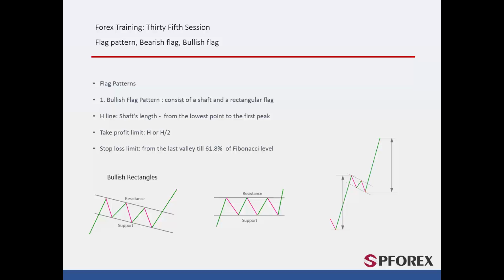Height, H, can be measured by calculating the distance between the starting point on the shaft and the peak of the first wave. TP price would be H and H2 pips above a breakout point or the valley of the last wave, while SL can be between the valley of the last wave and the 61.8% level of the Fibonacci that is drawn on H.